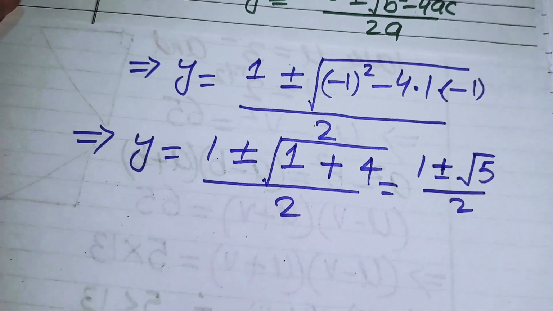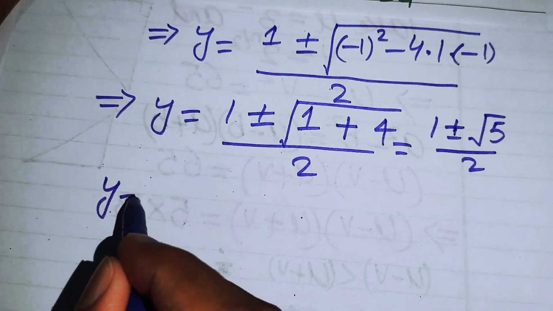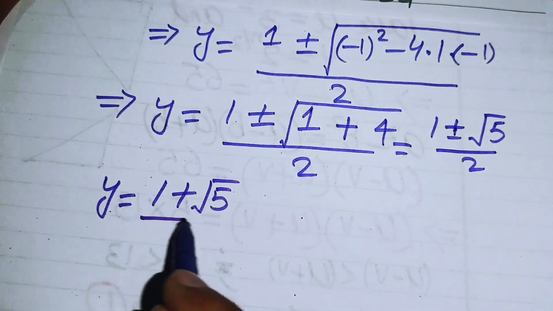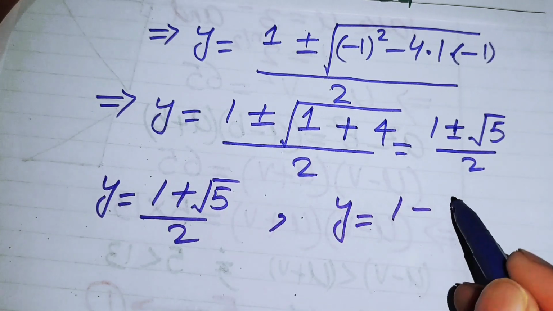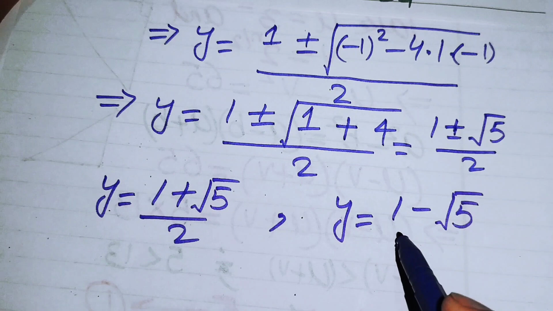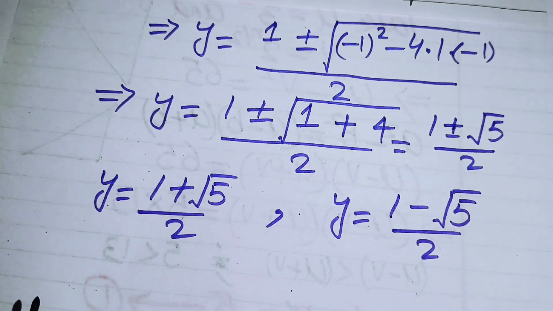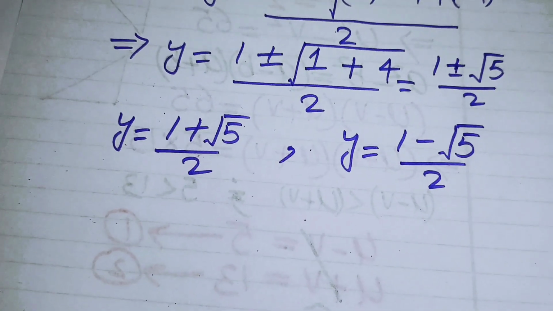So here we have again two cases. The first case is we write y equals 1 plus square root of 5 over 2, and the other case is we write y equals 1 minus square root of 5 over 2. And in the next step we will back substitute the value of y, and at the start of the problem I took y equals x squared.